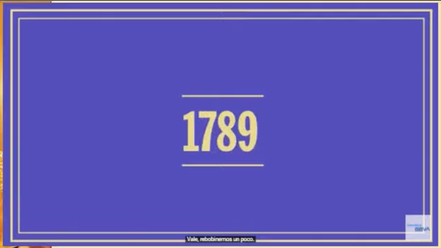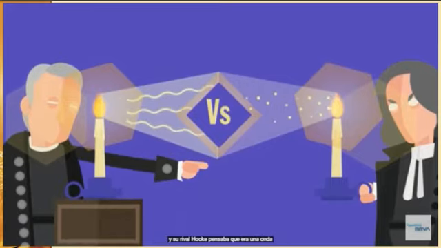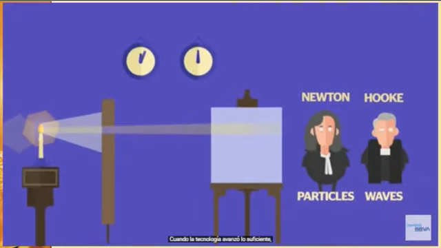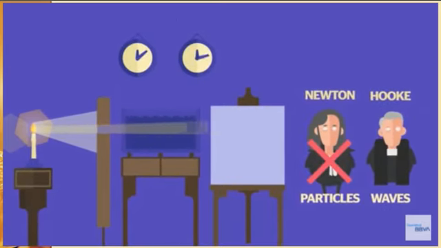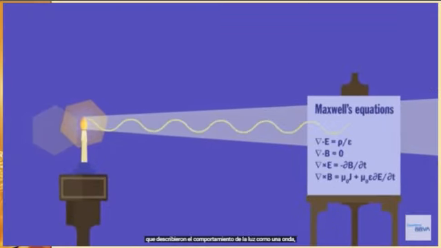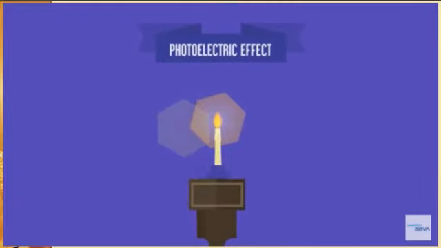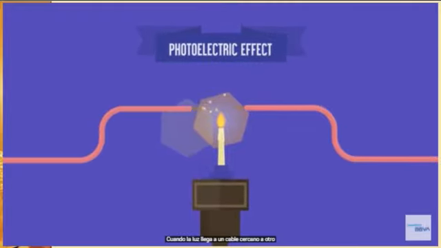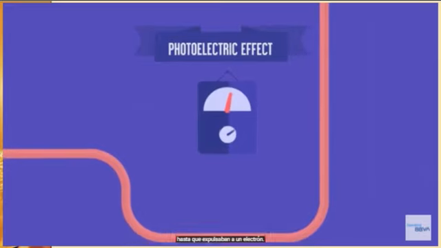Okay, let's rewind a little. Newton had thought light was made of particles, and his rival Hooke had thought it was a wave. And when technology advanced enough, some experiments proved Hooke was right. That proof, and Maxwell's equations describing light's behavior as a wave, made the debate die down, until the photoelectric effect was discovered. When light hits a cable next to another cable, electrons jump from one to the other. It was thought it happened because waves of light made atoms vibrate until they ejected an electron.